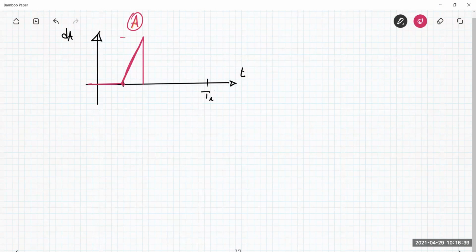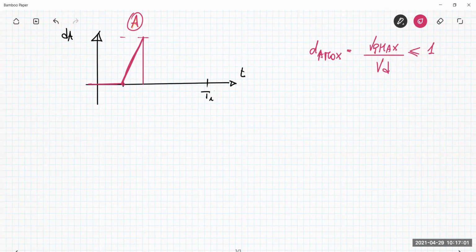Which is the maximum duty cycle that I have here. Duty cycle maximum is VP max over VD. And this quantity should be less than 1, okay? Because the duty cycle is a quantity that ranges from 0 to 1, okay?